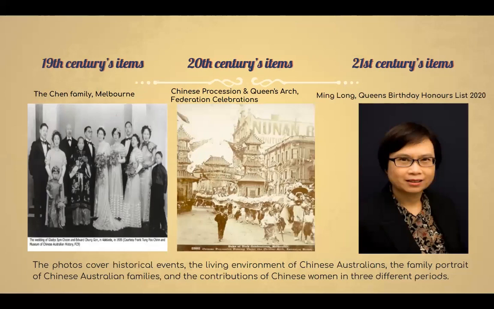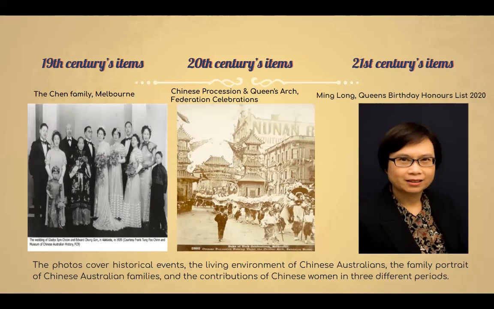The main exhibition area consists mainly of photos full of historic traces, and each photo is equipped with a detailed text introduction at the bottom left. The photos cover historic events, the living environment of Chinese Australians, the family portraits of Chinese Australian feminists, and the contributions of Chinese women in 3 different periods.